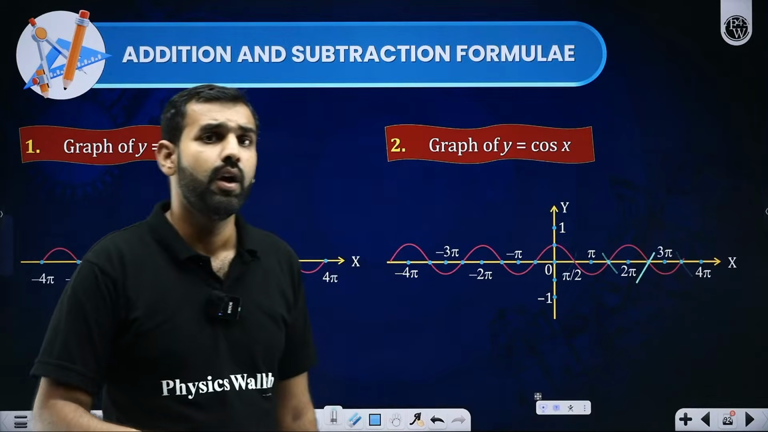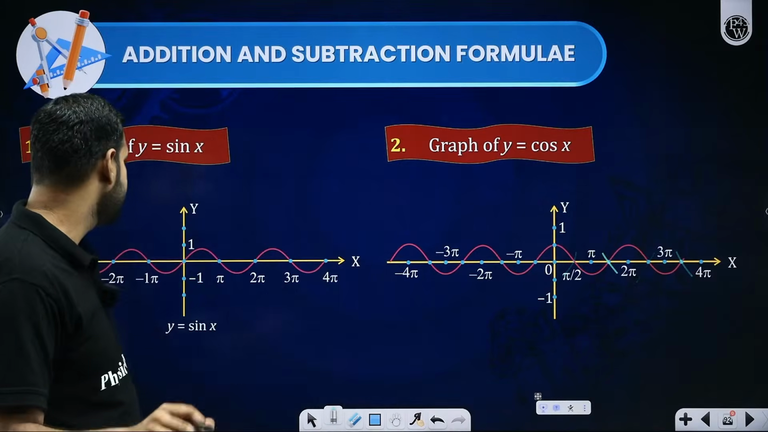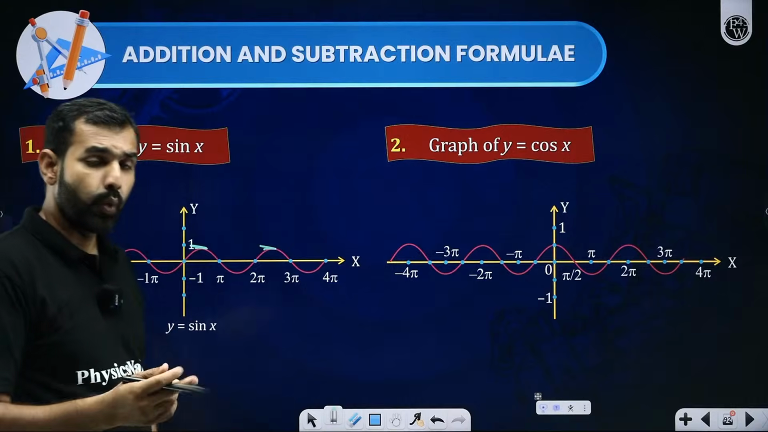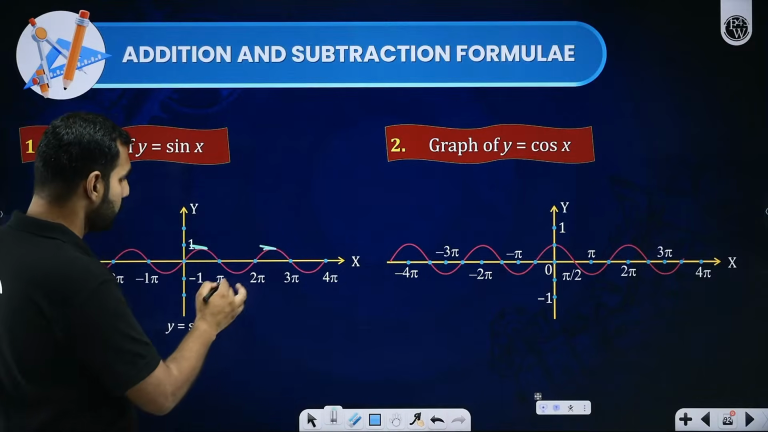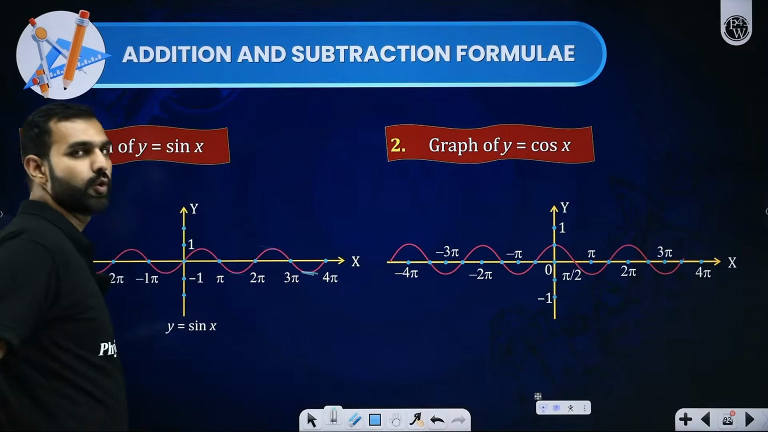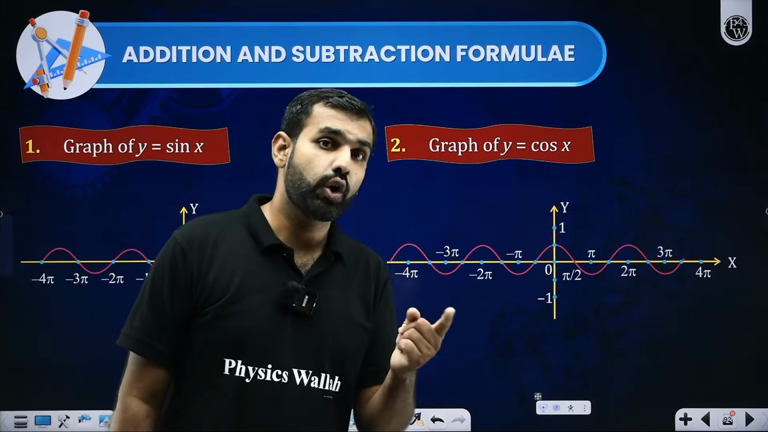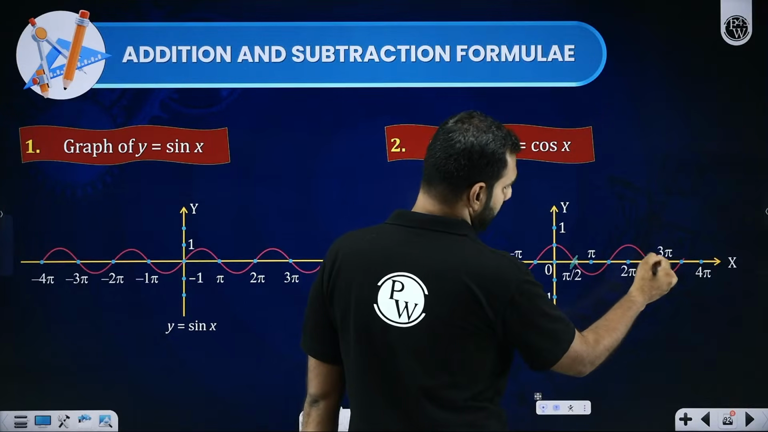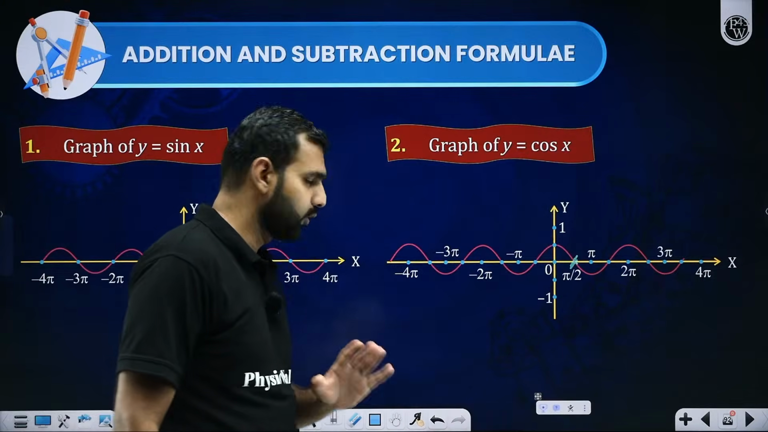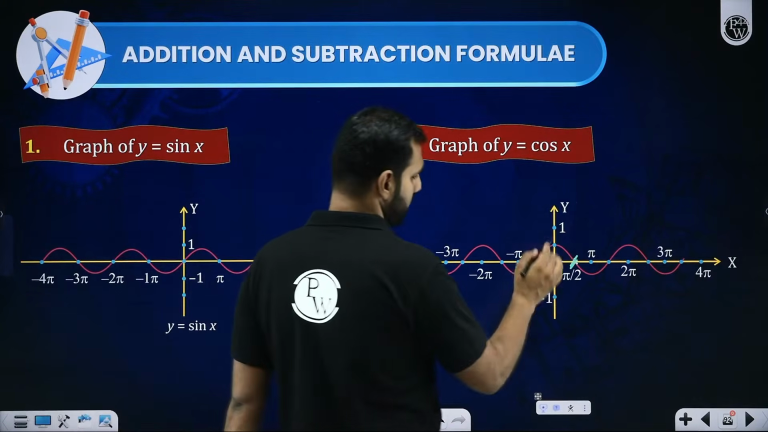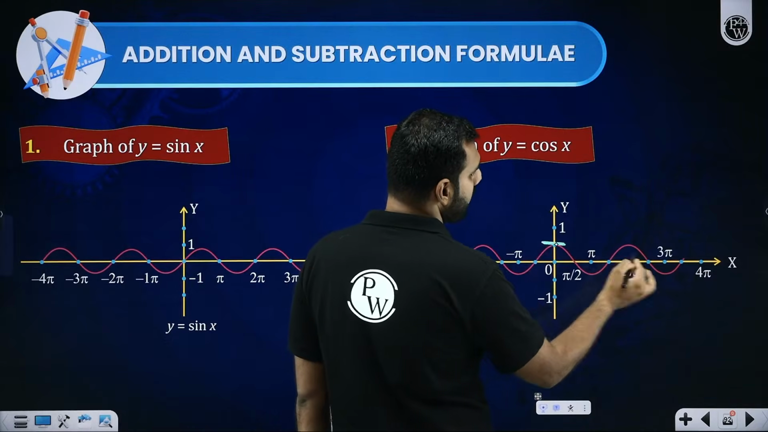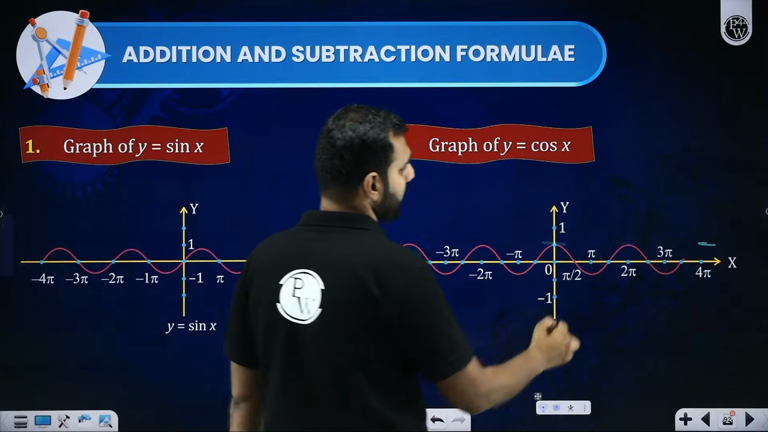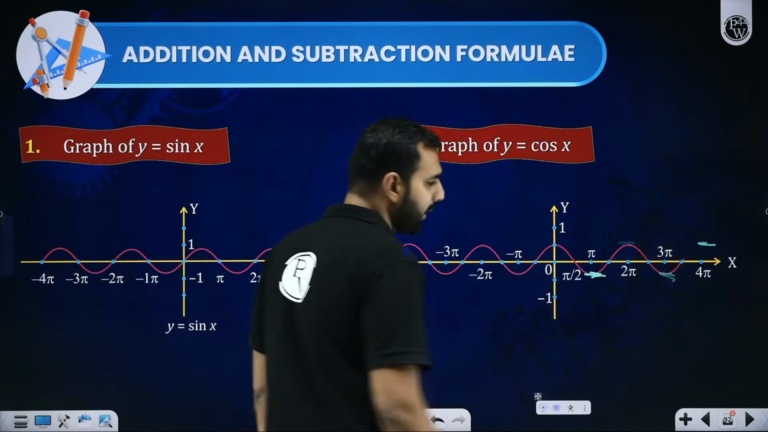When do you see sin x to be 1? Sin x is 1 at pi by 2, then 5 pi by 2, and so on. When do you see sin x to be minus 1? At 3 pi by 2, 7 pi by 2, and so on. When do you see cos x to be 1? Oh, I'm really sorry, cos x, I'm saying. Cos x is 1 at 0, then 2 pi, then 4 pi. Cos x is minus 1 at minus pi, 3 pi, 5 pi, and so on.